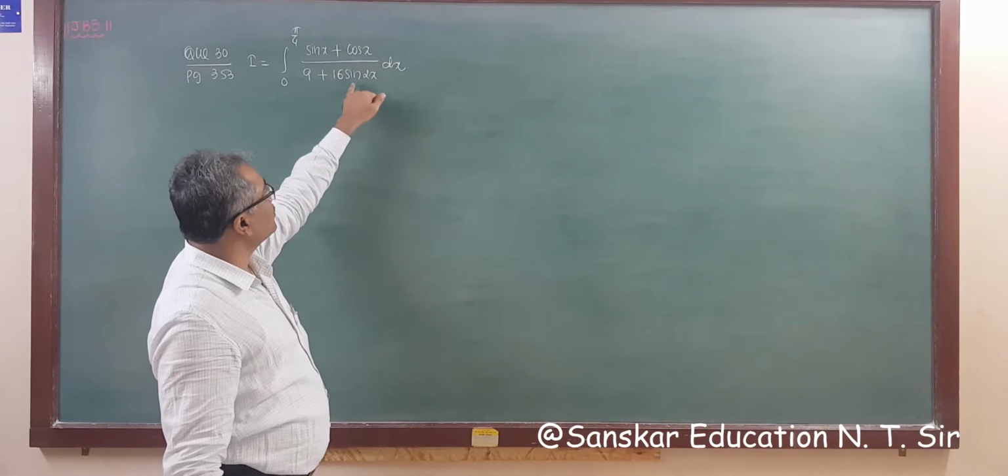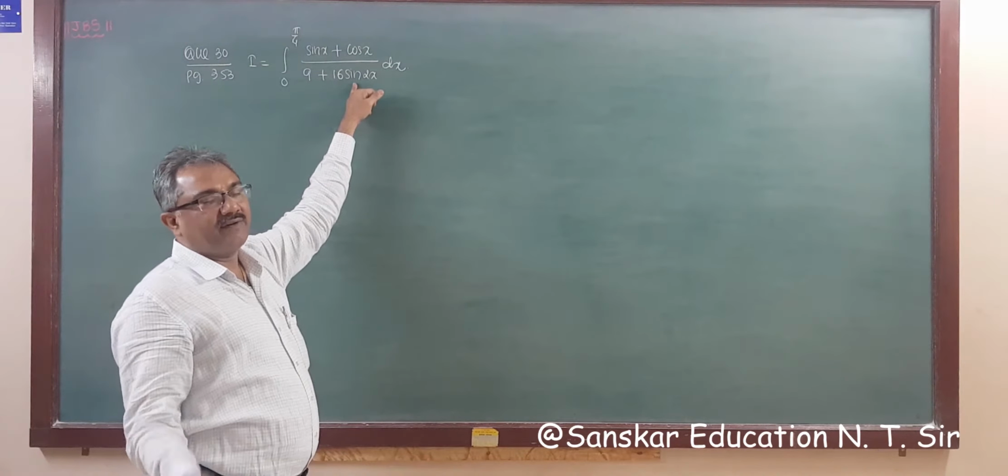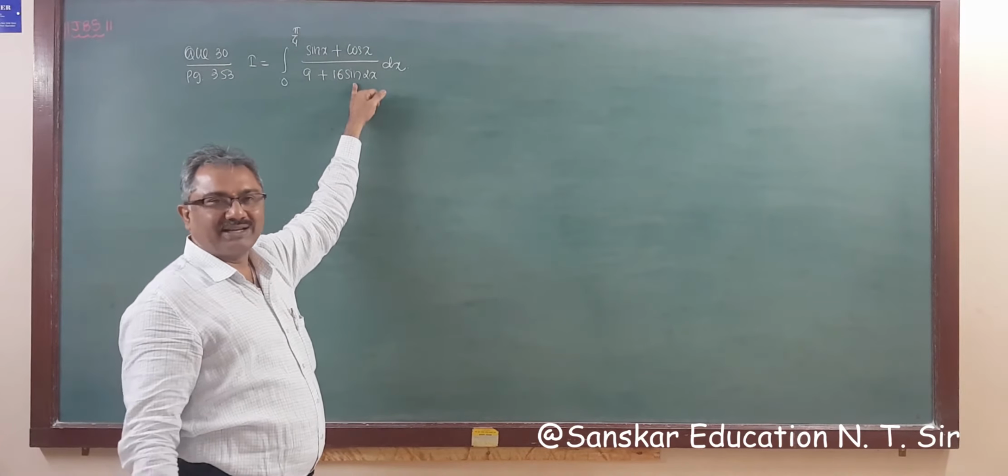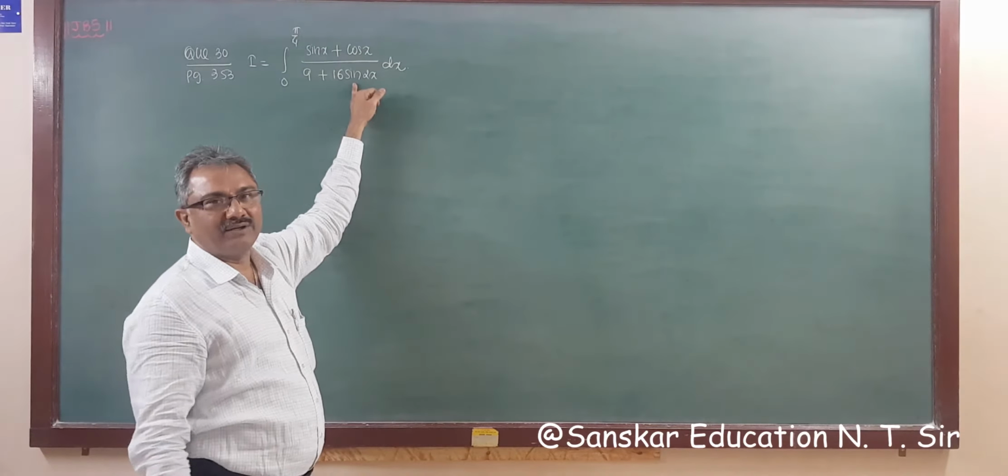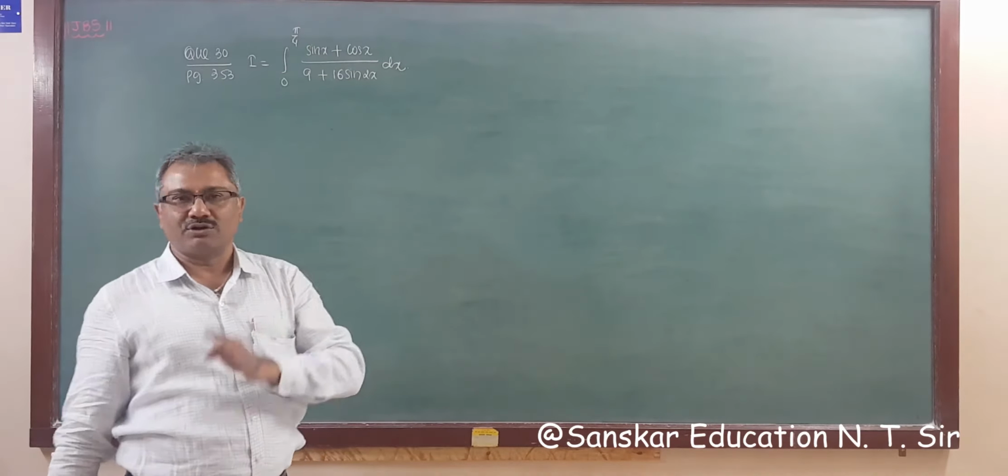Here also sin twice x is given, which is 2 sin x cos x, and either way sin x cos x are given, and in the numerator there is a sin cos.